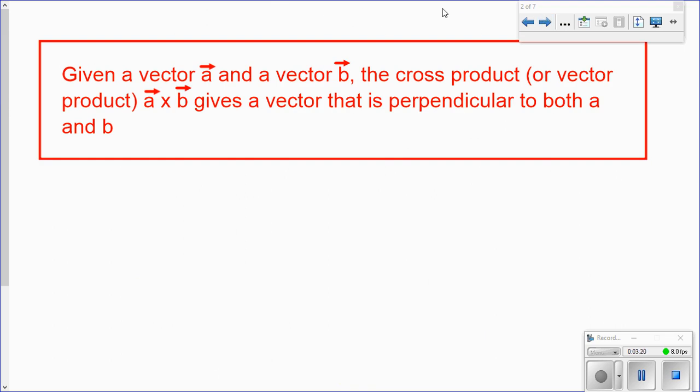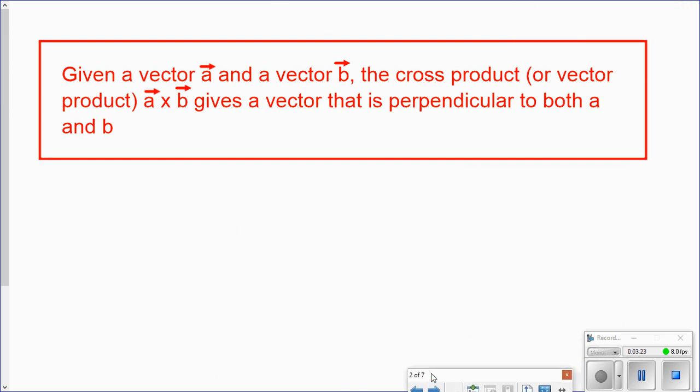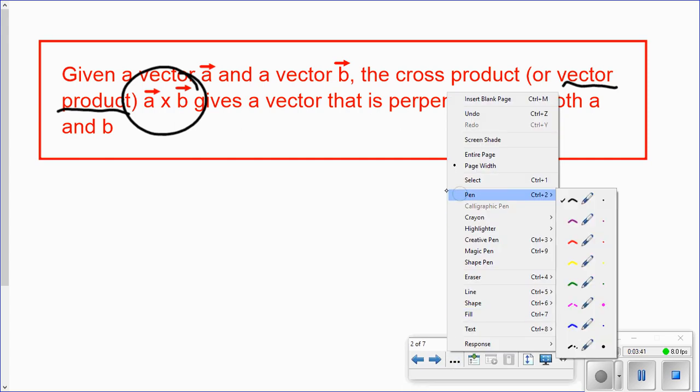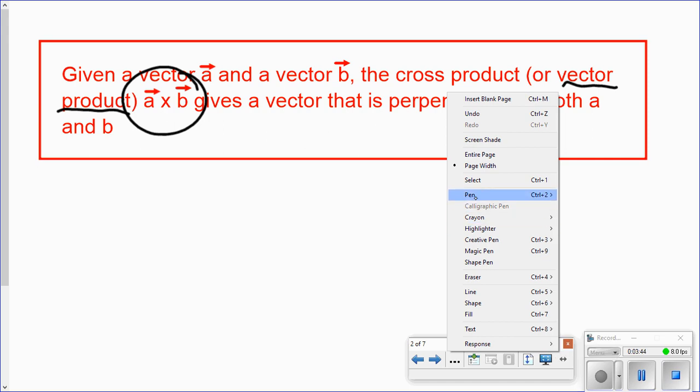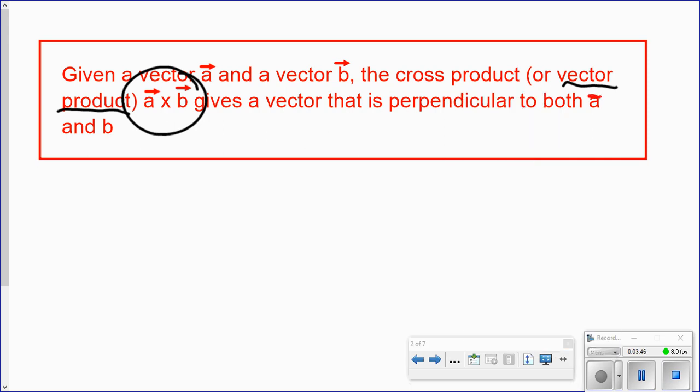Okay, a couple of things about cross products and vectors. Given a vector A and a vector B, the cross product, or the vector product, as it's also called, A cross B generates a vector that's perpendicular to both A and B. I'm going to make those vector quantities, so both A and B. So that's really what this is. If I draw that, this will be A cross B, and this is vector A, and this is vector B.